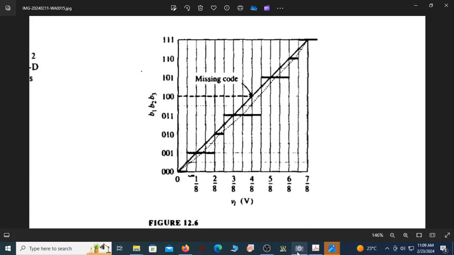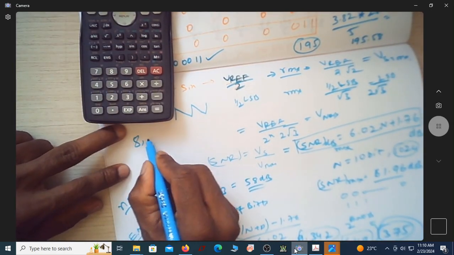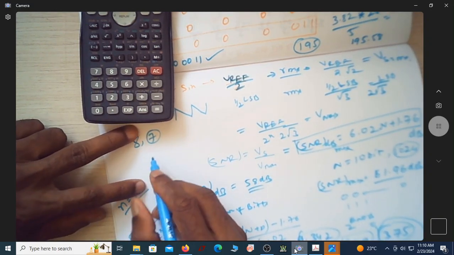So what I'm trying to do here is find the ENOB for this. Out of 8 combinations including this, can you see here, this is 1, 2, 3, 4, 5, 6, 7. You are supposed to have 8, but this is missing. So then what is the ENOB of this? Out of 8 you have only 7. So I want to find the ENOB.